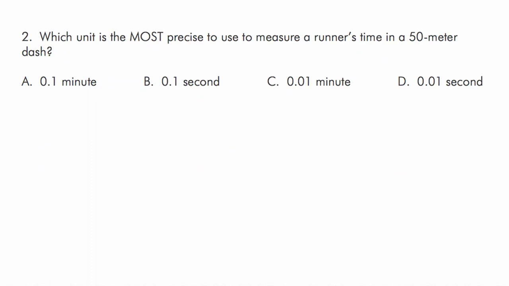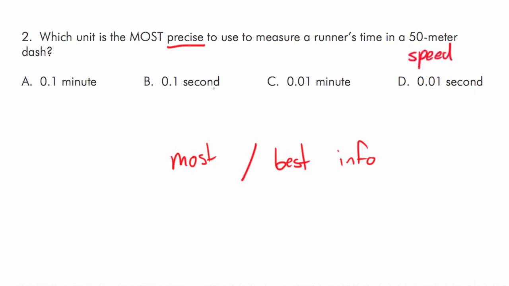Question number 2 says, which unit is the most precise to use to measure a runner's time in a 50-meter dash? So right now I'm talking about the word precise, and I should take precise to mean like exacting or accurate. So like it's going to give me the most or best information. And I'm talking about a 50-meter dash, and if I can remember, 50-meter dashes have to do with track and running, and this is going to have to do with speed. And speed I usually measure with time. So now I'm looking at my answer choices.